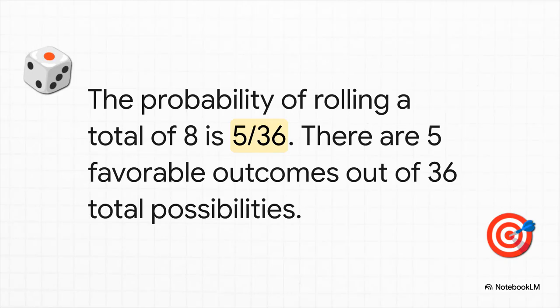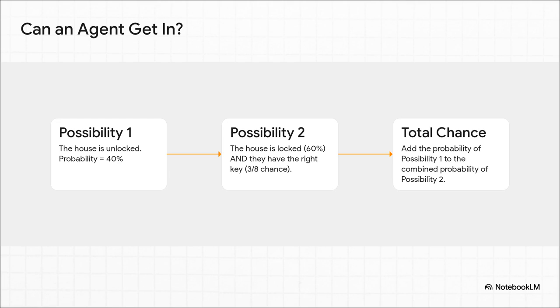So, what's the probability of rolling a total of 8? We just look at our grid, count up the number of ways you can get an 8, yep, there are 5 of them, and put that over the total of 36 possibilities. Simple as that. Now, let's apply that same logic to a real-world scenario. A real estate agent needs to get into a house. When you really think about it, there are only two ways this can happen.